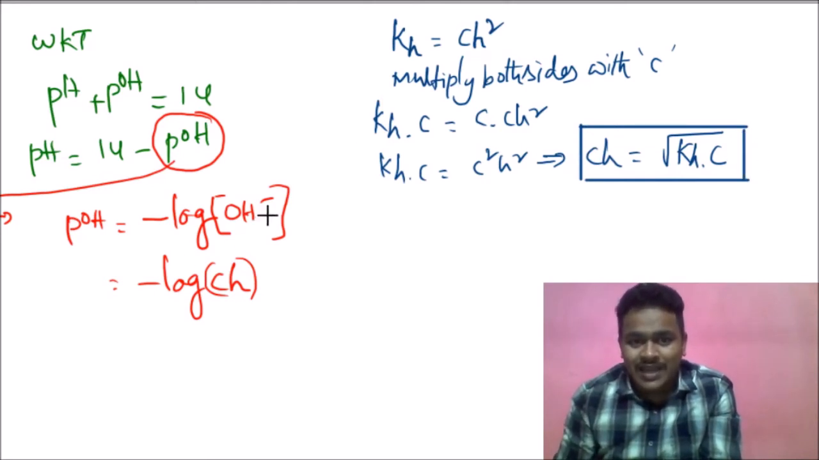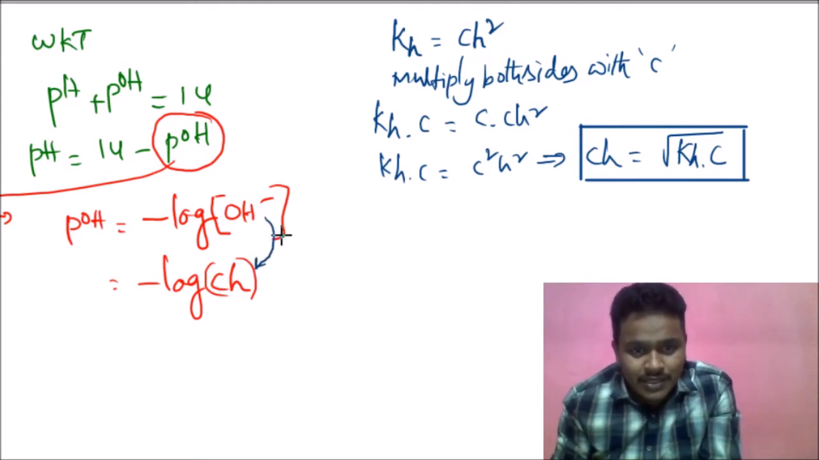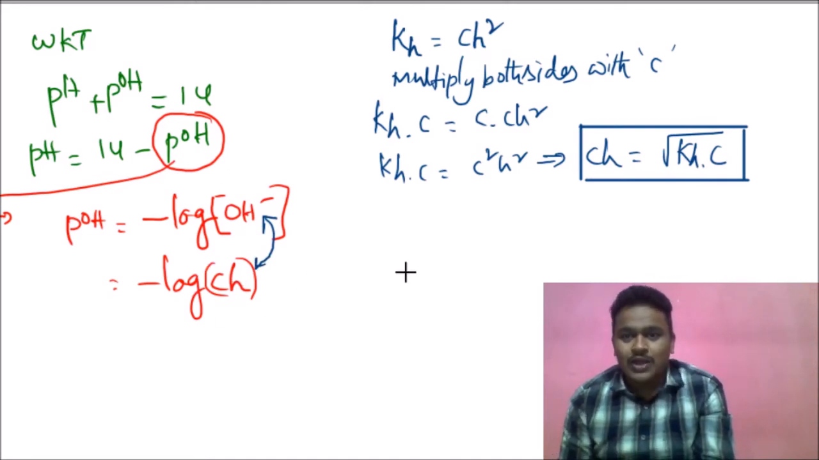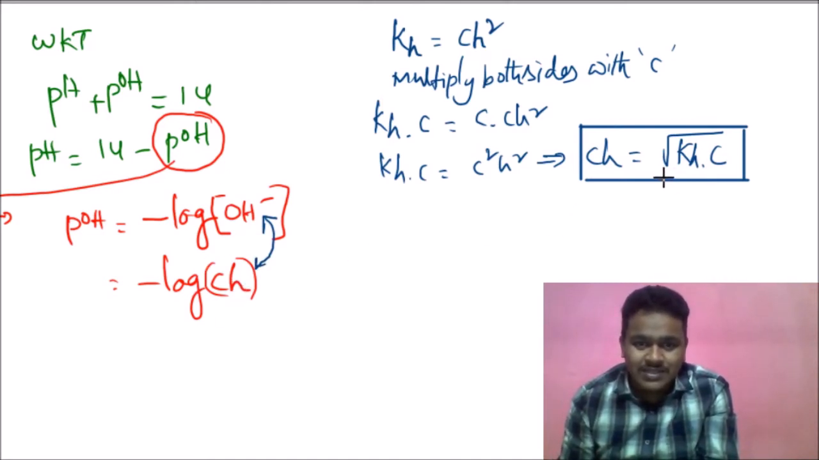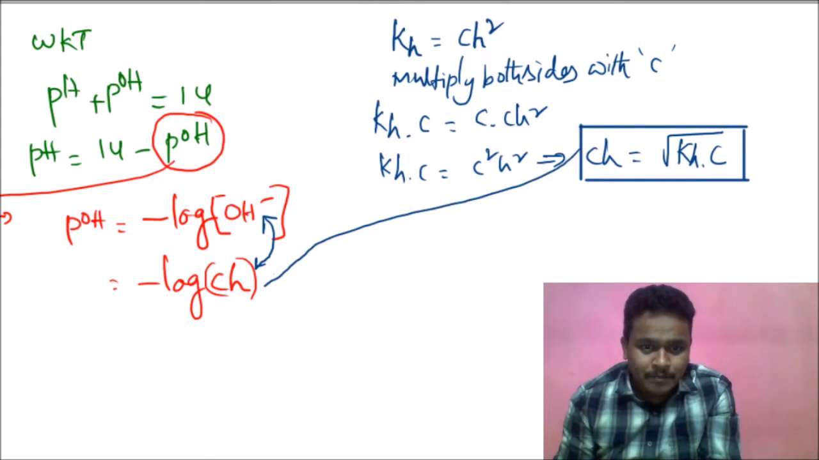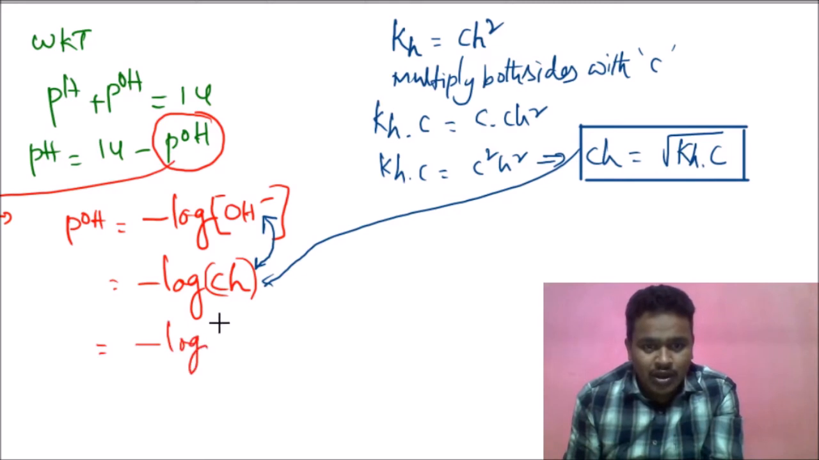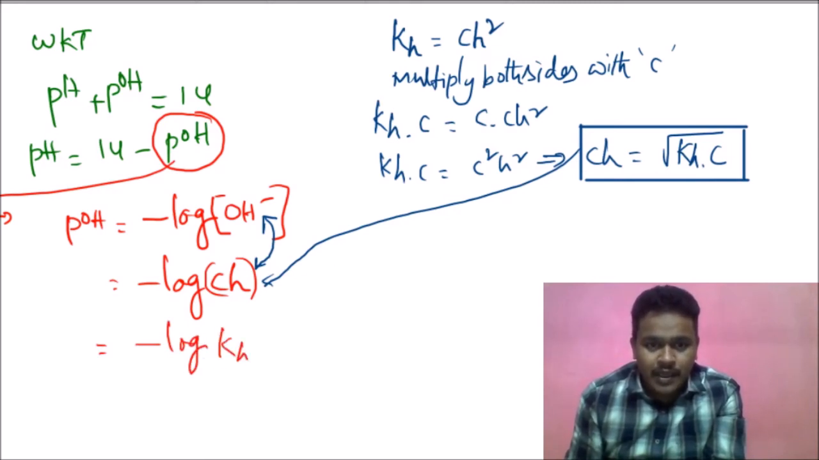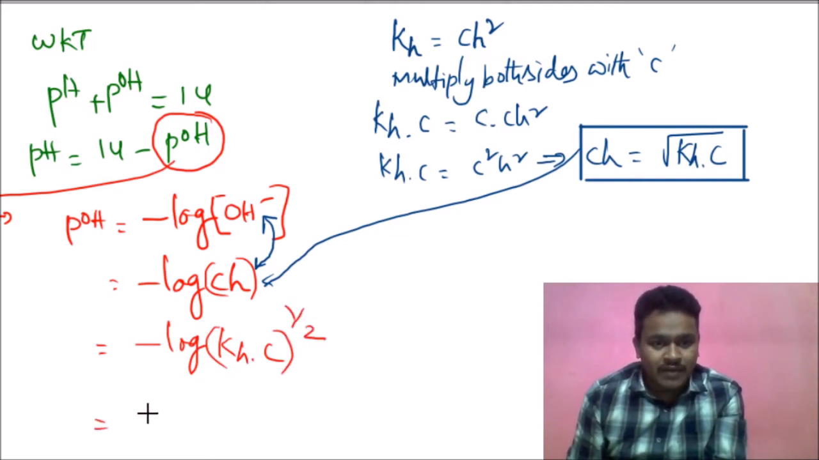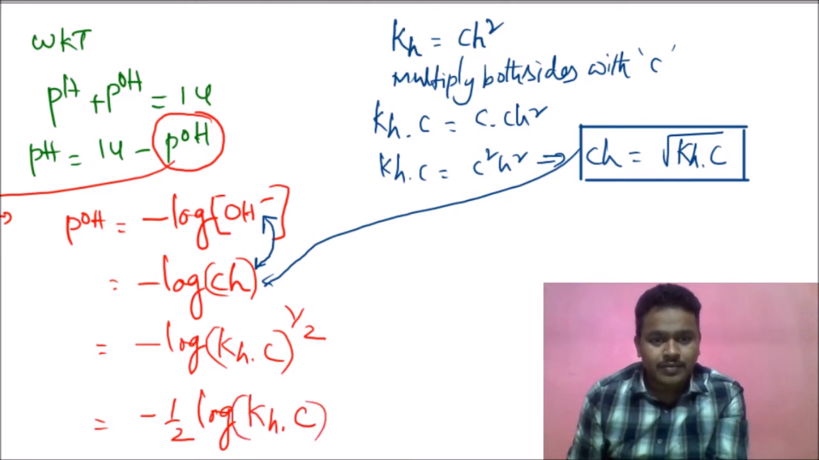Here, what is Ch already? Ch is nothing but the OH minus ion only; both are the same. So instead of this Ch I will write this value here. Again I continue with my derivation: minus log of Ch, which is nothing but Kh into C. Root means I will write 1 by 2, for my convenience: minus 1 by 2 log of Kh into C in the bracket.